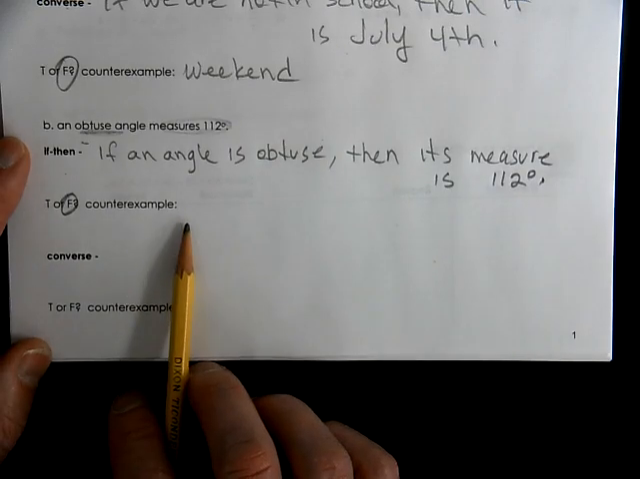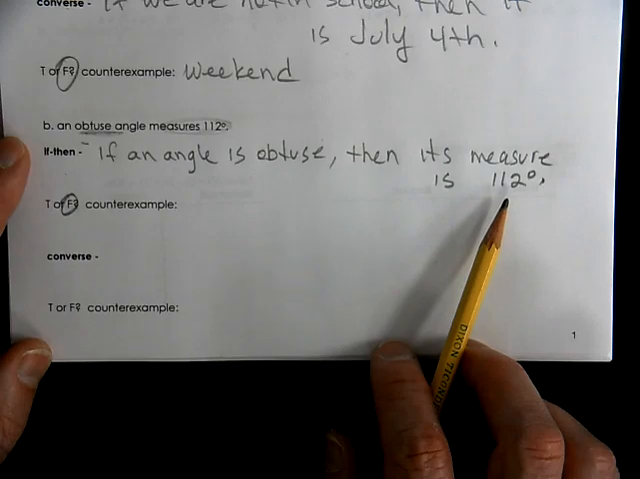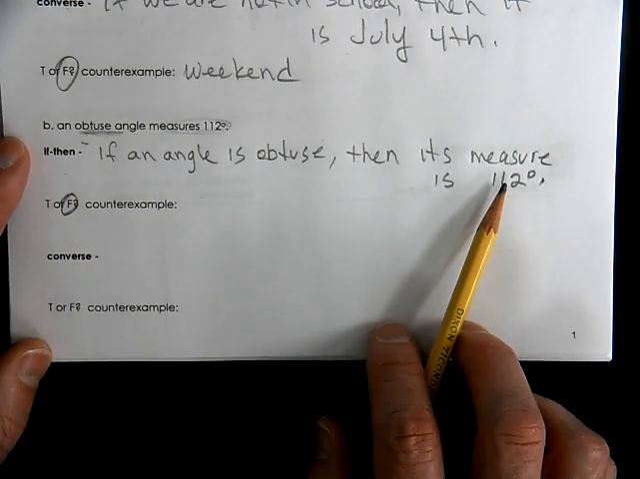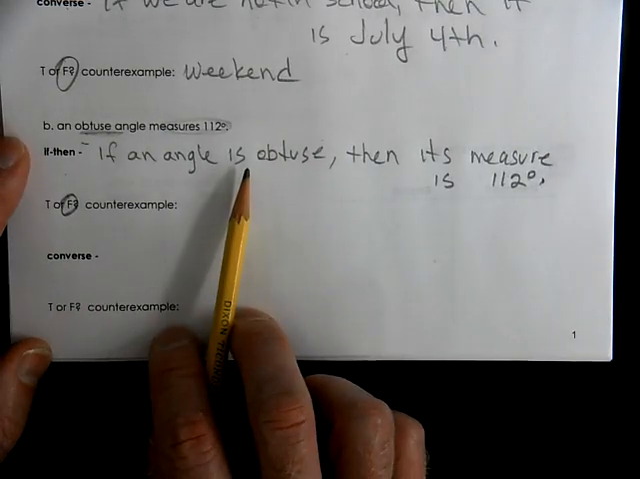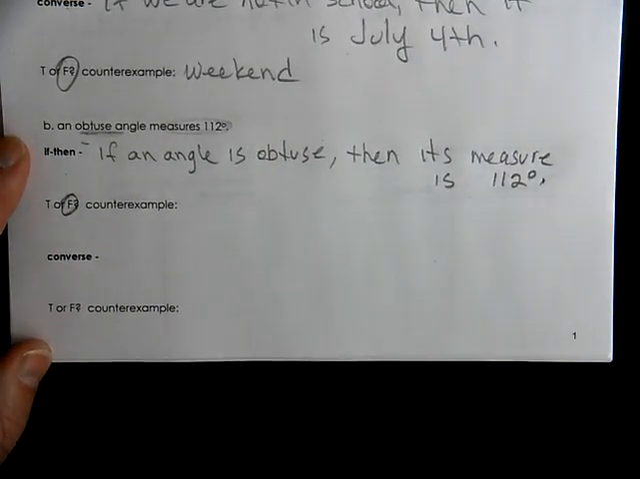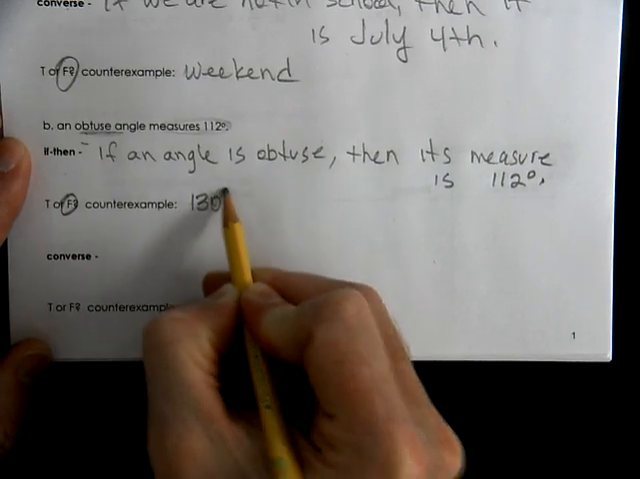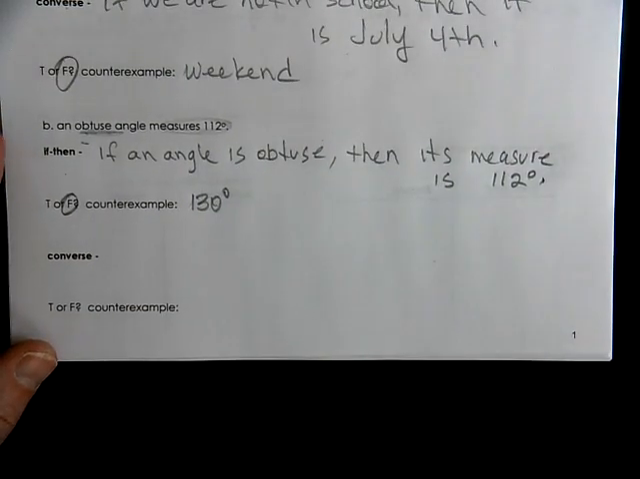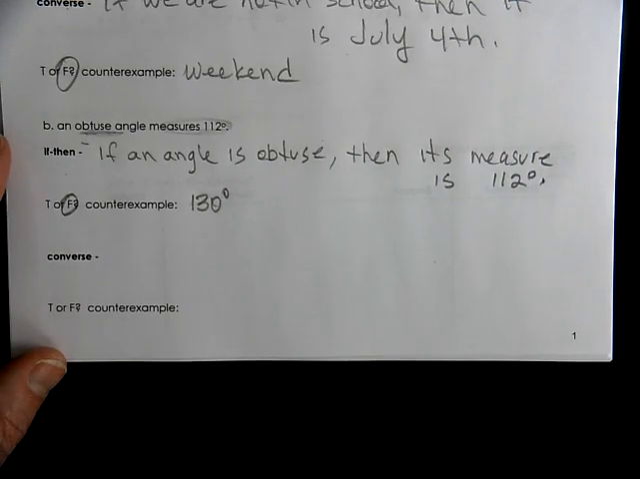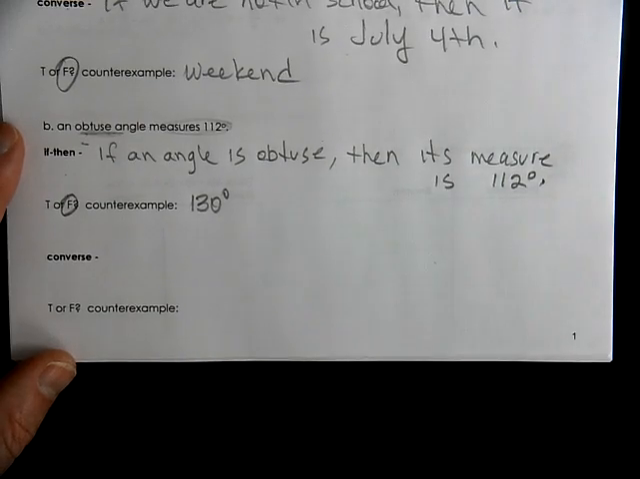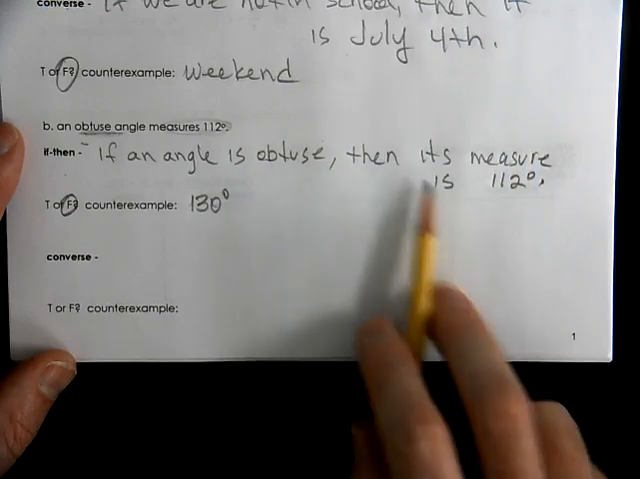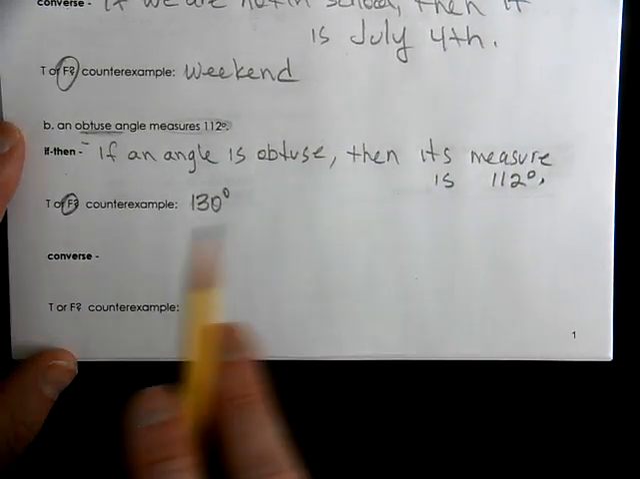What is the situation, if this is false, what is the situation that you could be still an obtuse angle, but not be 112? Specific answer. 130. 130 degrees. That is a specific answer. Don't give a range of answers. Don't give an if-then statement. Don't write a sentence. What is the other situation where this is a specific case, 130 degrees?